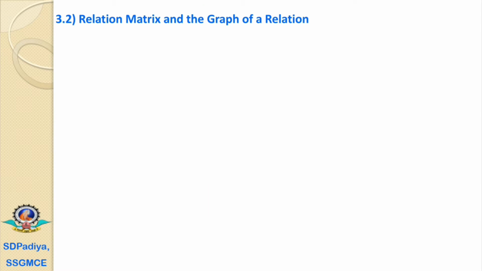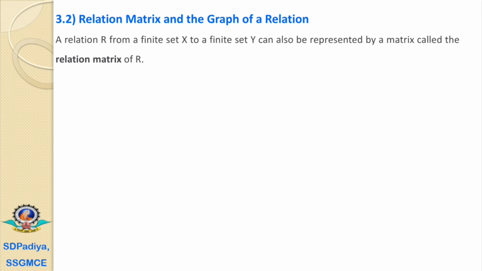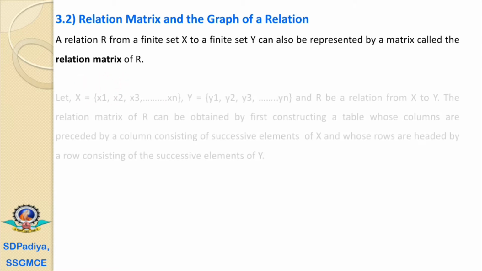In this video, we are continuing the topic of relations and ordering, that is the relation matrix and the graph of a relation. From this heading, it is clear that we will continue with the relation matrix and the graph. We'll see that a relation R from a finite set X to a finite set Y can also be represented by a matrix, hence called the relation matrix of R.